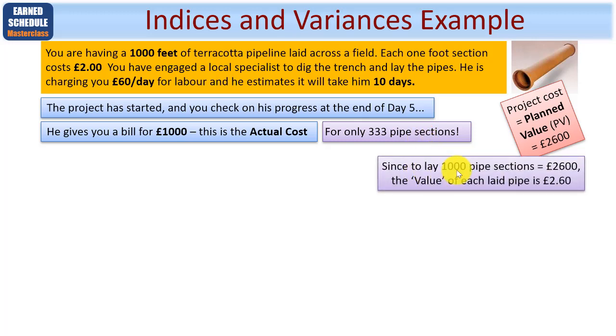Now, since laying 1,000 pipe sections equals £2,600, as I've said, the value, that's the earned value of course, of each laid pipe is £2.60. Doesn't matter what it's costing, the value to you is £2.60. So the earned value equals 866. This is exactly the example I gave you.